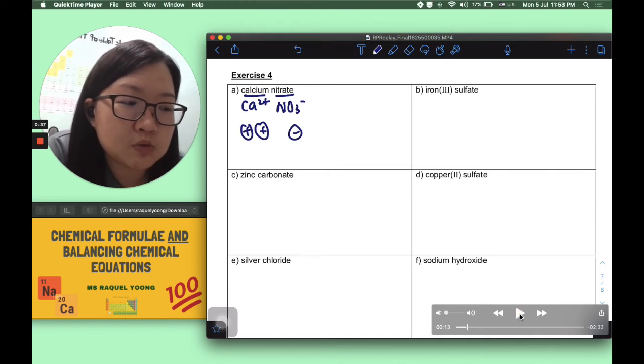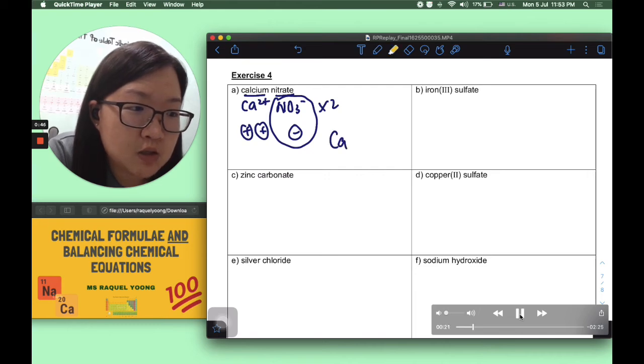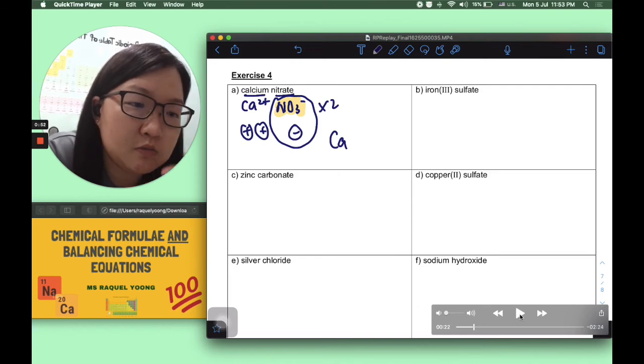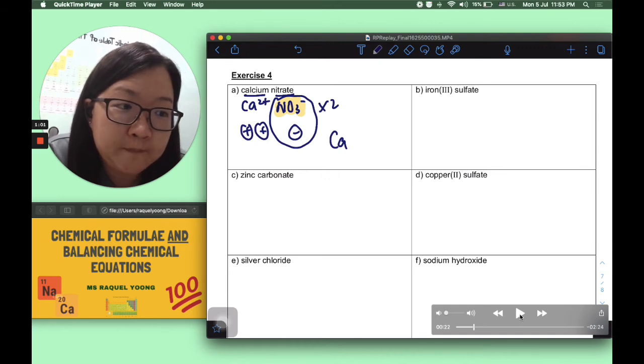So if we want to balance, we know that we need 2 times of nitrate, right? So over here, it is Ca, and then taking note that nitrate is a polyatomic anion. So whenever it's polyatomic, we must be very careful to see whether the subscript is more than 1. In this case, it is, right? You need to multiply it by a factor of 2.